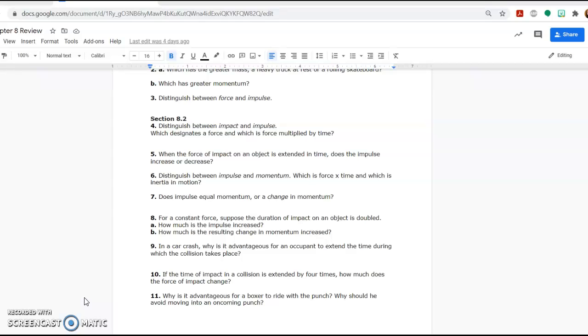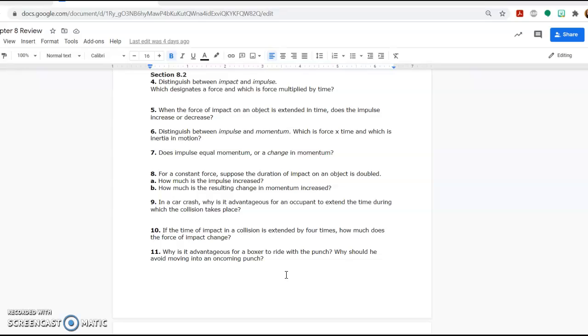If the time of impact in a collision is extended by 4 times, how much does the force of impact change? It decreases by the same factor, a factor of 4. Because if we increase the time, then we decrease the force. By which factor? Well, by 4 times.